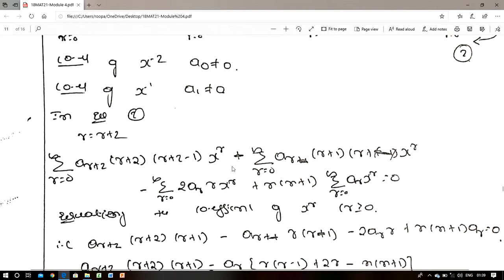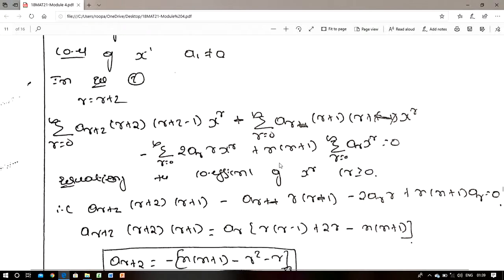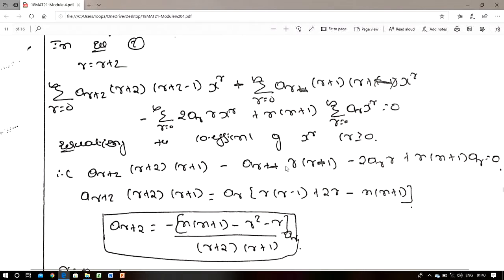Now in this equation we are equating the coefficient of x to the power of r. Here a_{r+2}(r+2)(r+2-1), which becomes (r+2)(r+1), minus a_r r(r-1), minus 2 a_r r, plus n(n+1) a_r is equal to 0. Then these three terms shift to the RHS, and taking a_r as the common factor, we get r(r-1) plus 2r minus n(n+1). Then at last, simplify this equation.